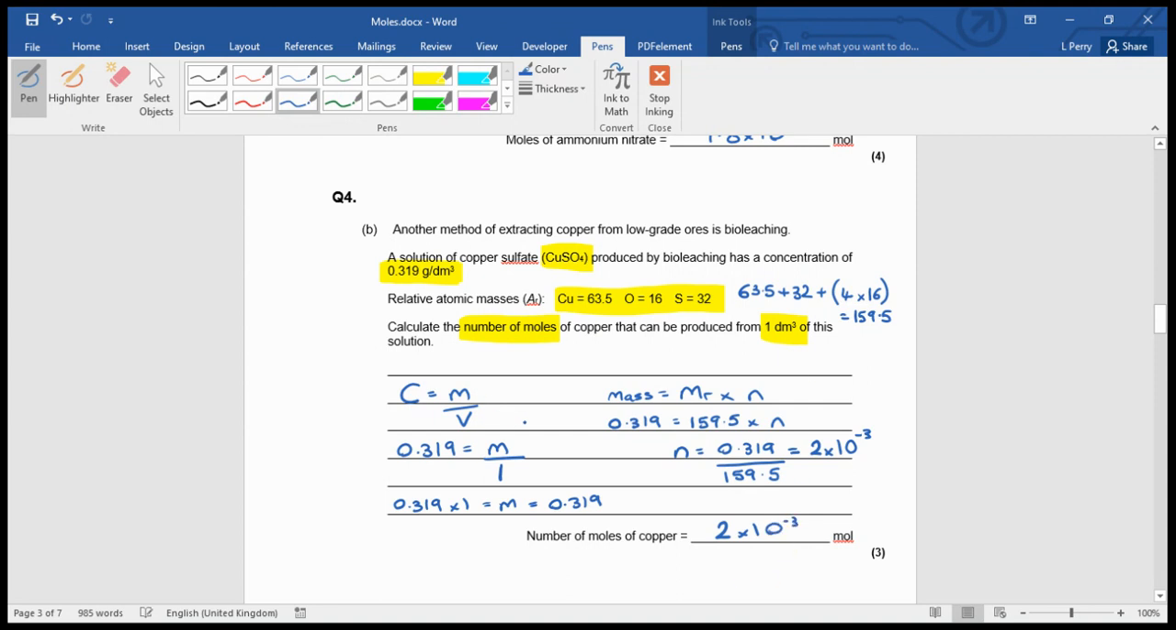So that one had an extra part with the concentration given as well. But ultimately, it was the exact same process. Find the formula mass, find the mass, rearrange for the number of moles. So I hope that helped with mole calculations.